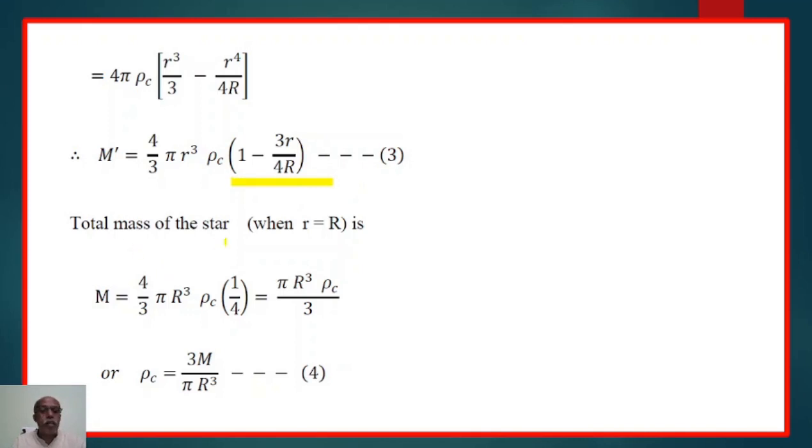Total mass of the star is obtained by substituting small r equal to capital R. When small r becomes capital R, then m dash becomes M. Therefore M is equal to 4 by 3 pi R cube into rho c into (1 minus 3 by 4). Capital R by capital R gets cancelled. 1 minus 3 by 4 is just 1 by 4. The 4 gets cancelled here. Therefore capital M is equal to pi R cube rho c by 3, and therefore rho c is equal to 3M by pi R cube. This is the expression for the core density of the star.